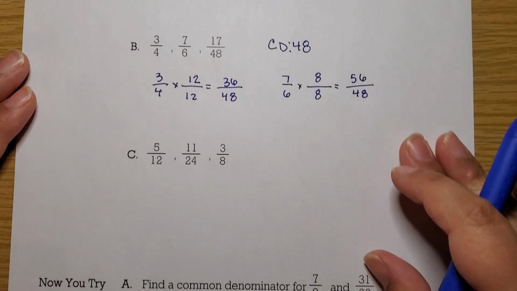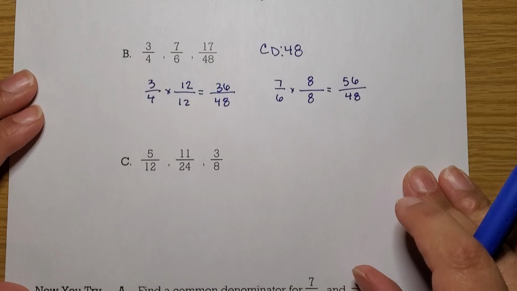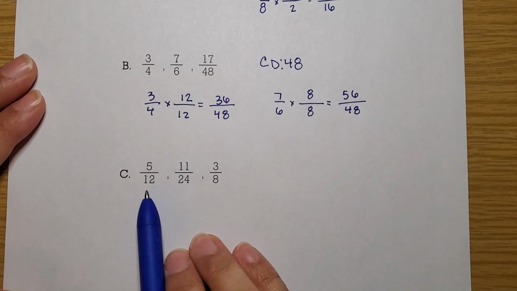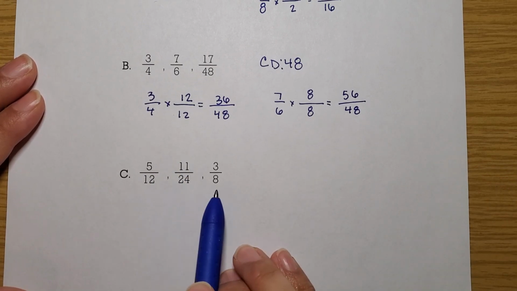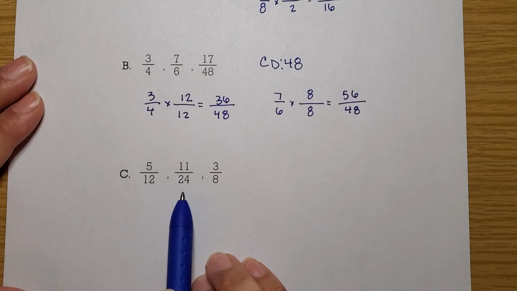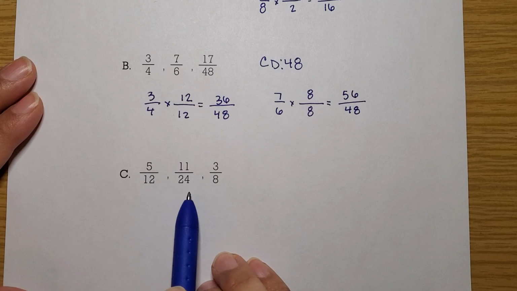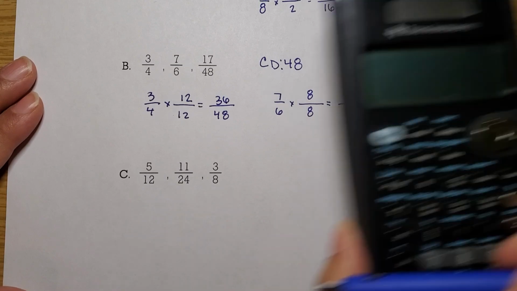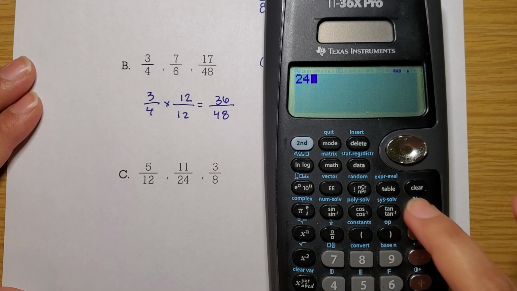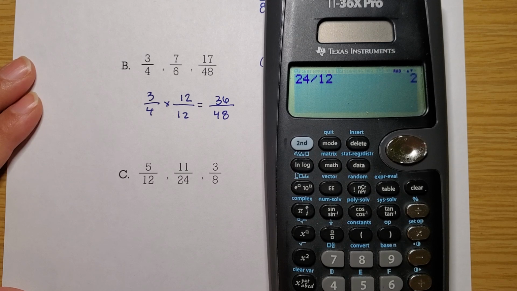All right, let's do one more together. So we have 5/12, 11/24, and 3/8. So 24 would be my candidate for the common denominator because it's the biggest one. So let's check to see if the smaller numbers are factors of 24. Does 12 go into 24? Let's see. 24 divided by 12? Yeah, it goes in twice.